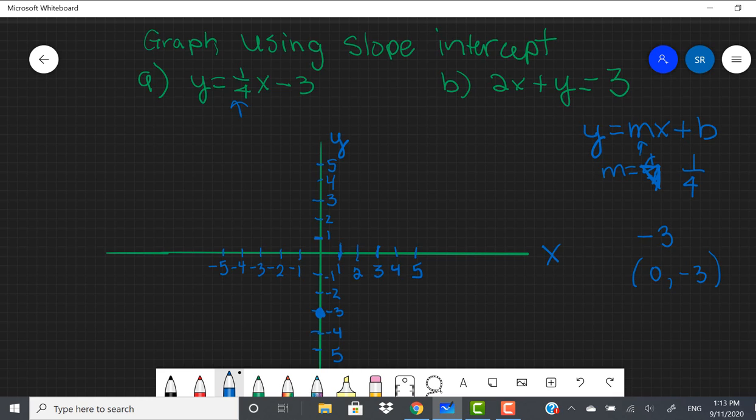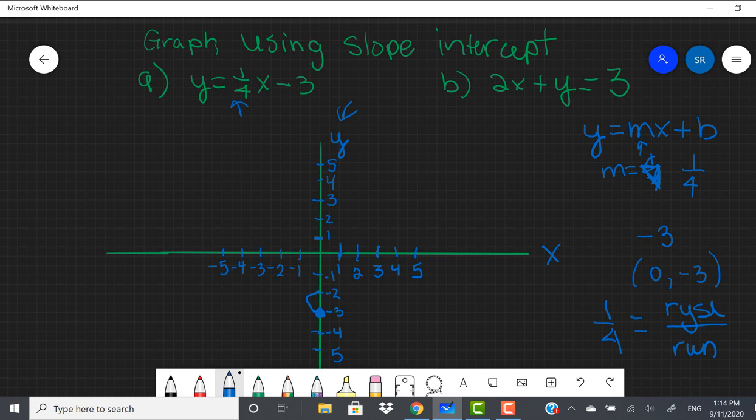And then if you remember, 1/4 represents our slope, which is again rise over run. Notice I spell rise again with a y to remind us that we want to go up and down on our y-axis here, but it's vertical. So what I'm going to do is go up 1.